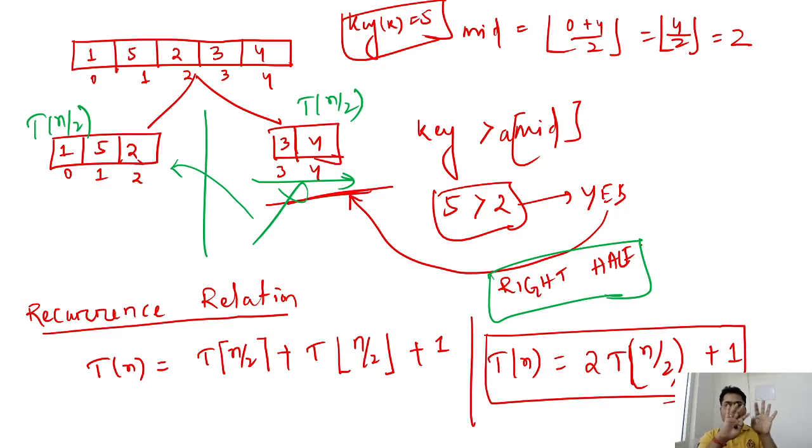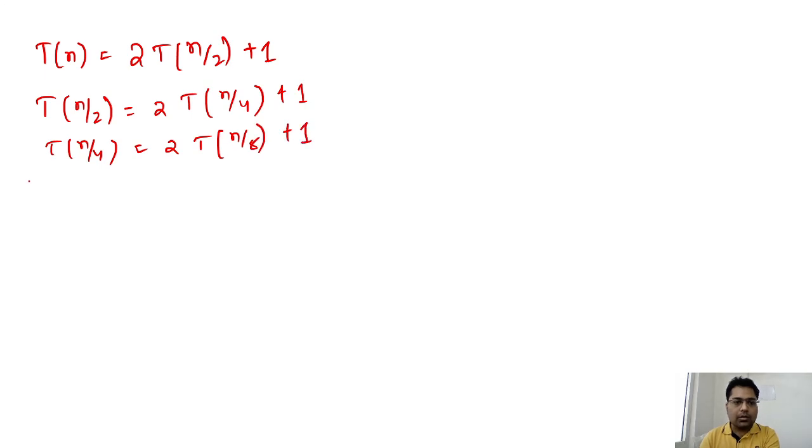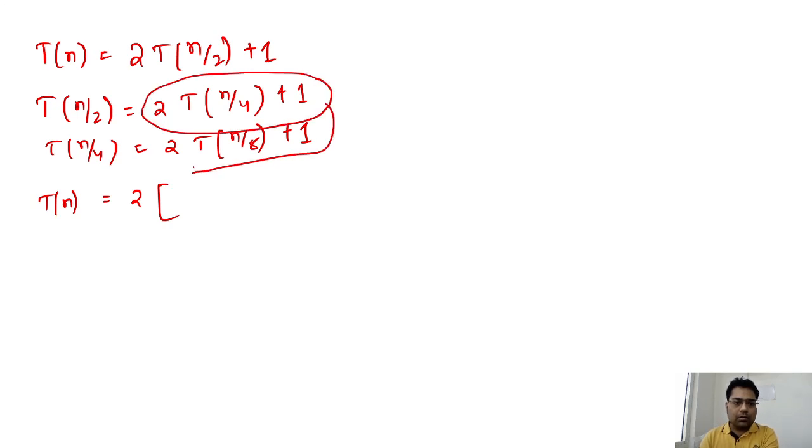Now we are focusing on both halves. In this case, what we are getting, you run that one, that will be 2T of n by 4 plus 1, then T of n by 4 will be 2T of n by 8 plus 1. Then you combine it, 2 into n by 4, you can say 2T of n by 4 plus 1.